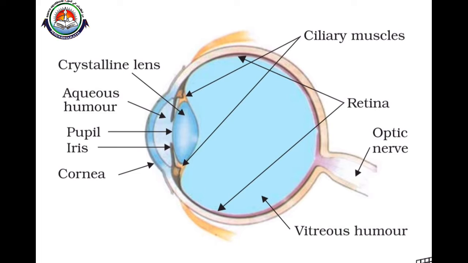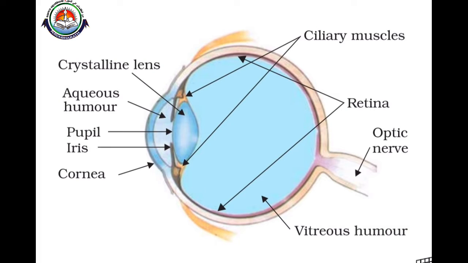The second one is the cornea. The cornea is a thin membrane covering the surface of the eyeball, through which light enters into the eye, and it acts as a primary lens.